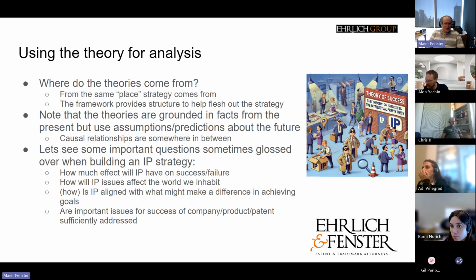You might be asking, Meier, where do these theories come from? And the answer is the same place that your strategy comes from. Okay, that's not what I'm trying to do today. All I'm trying to do is give you a structure which can help you flesh out the strategy. And when you do that, here's a few questions that clients don't often ask, and if they do, we might wave them away. For example, how much effect will IP have on the success of the company? That's a great question. Now we can get closer to answering it. Is the IP aligned with what might make a difference in achieving goals? Now we know how to answer that question.